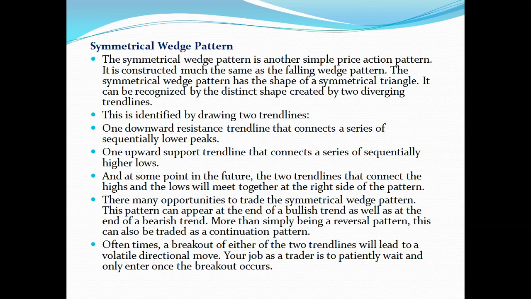I have already told you about the symmetrical triangle. This is identified by drawing two trend lines: one downward resistance trend line that connects a series of sequentially lower peaks, and one upward trend line that connects a series of subsequently higher lows. At some point in the future the two trend lines that connect the highs and the lows will meet together at the right side of the pattern, not the left side.